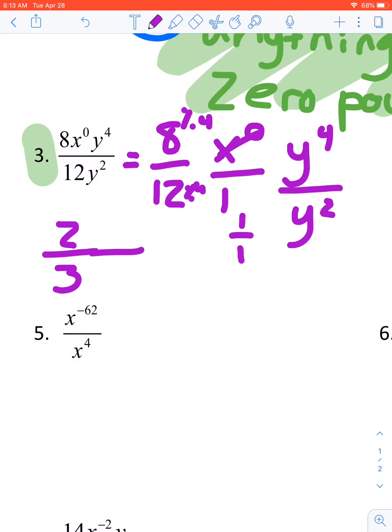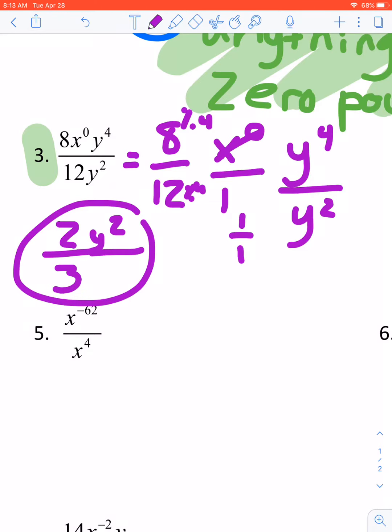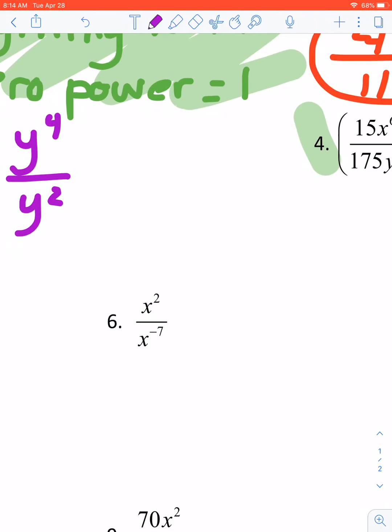And then I look at my y's, and I have y to the 4th over y to the 2nd. So I have 4 on top and 2 on bottom, which means I have 2 more on top. And there's my answer, 2y squared over 3. So anything to the 0 power just kind of goes away. Mathematically, it cancels out to 1, but it just goes away in the problem. So let's look at the last one. Let's look at number 4.